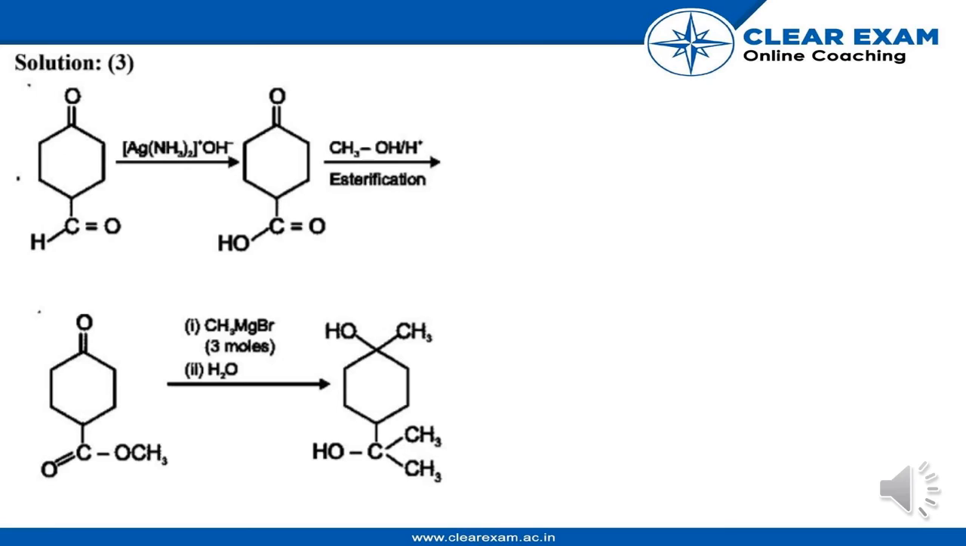Now its solution. If the molecule is reacted with AgNO3 to OH, the product will be this one, because the hydrogen atom will become OH, and when it's done esterification, the molecule will become this molecule.